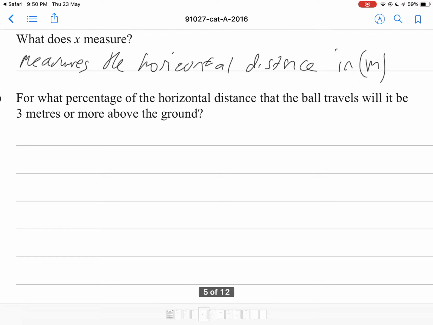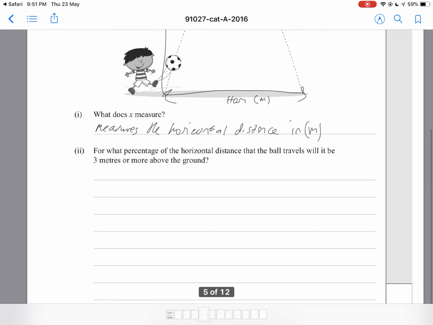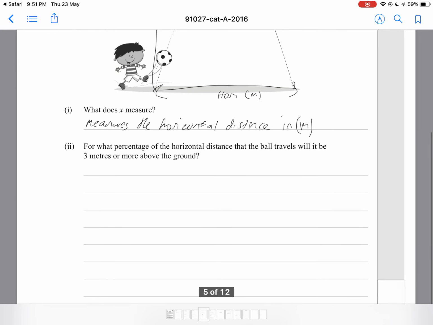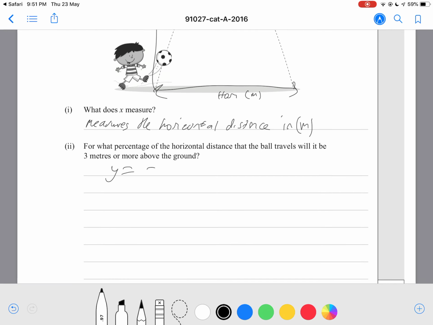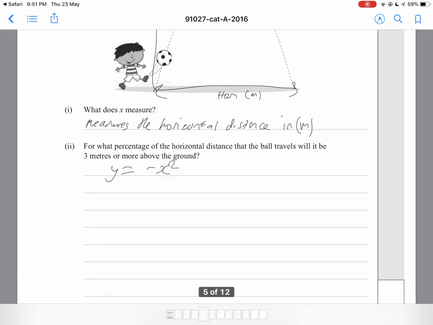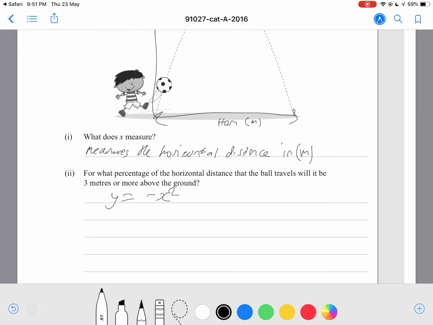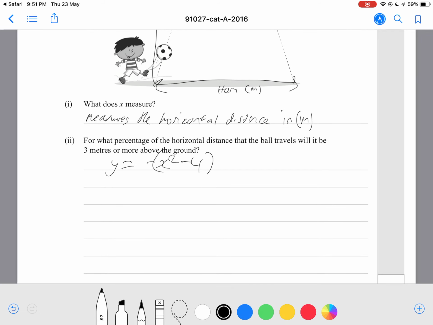For what percentage of the horizontal distance that the ball travels will it be 3 or more meters above the ground? So it's giving you the equation. So the equation is y equals negative x squared, what was it, negative x squared minus 4x. That's the equation, okay? So what percentage of the horizontal distance will the ball be more than 3 meters above the ground, okay?